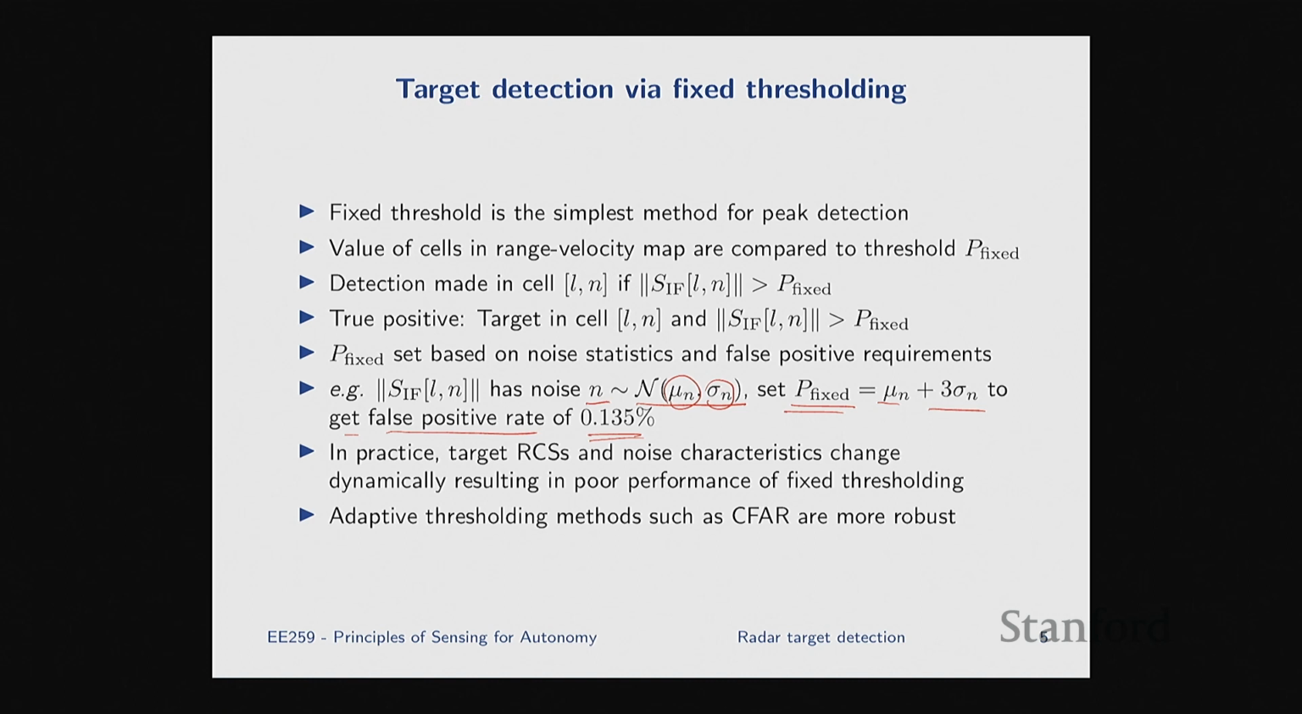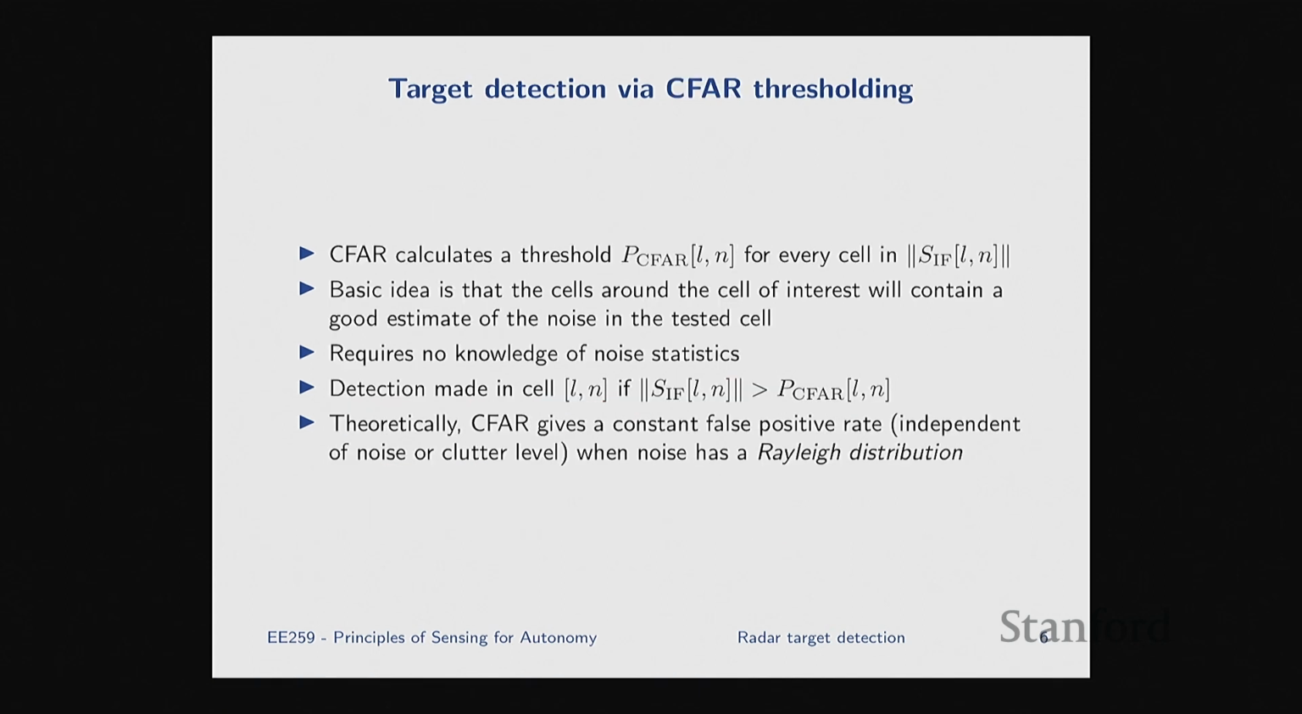Either your noise statistics can be complicated or unknown. They're going to change over time with temperature and things like that, or sometimes there are external interferences that are time varying and they raise or lower your noise floor. So that's why fixed thresholding is typically not a good idea except for very well-controlled simple applications, and oftentimes you want to do some adaptive thresholding such as CFAR.